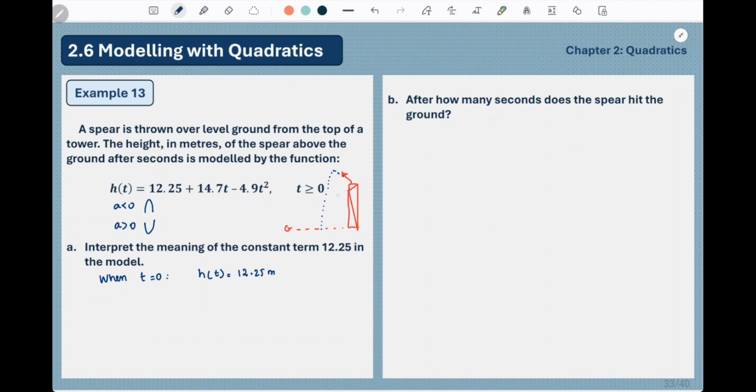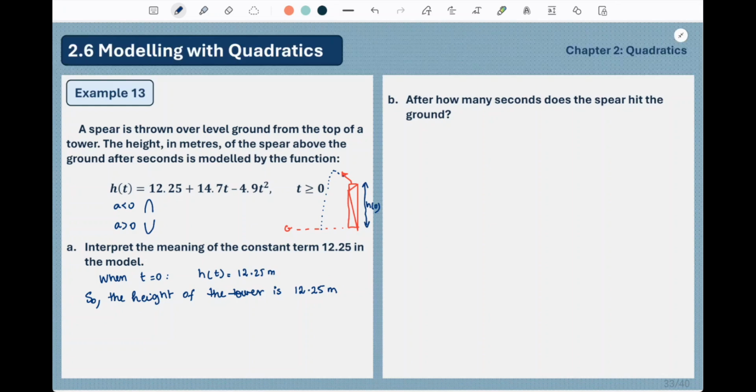We know that the height of the spear is measured from above the ground. So the height of the spear at time 0 is something like this. This is h0. What does that also represent? It represents the height of the tower. So the meaning of this constant term is that the height of the tower is 12.25. This is the useful piece of information we've gotten out of this constant, if that makes sense.